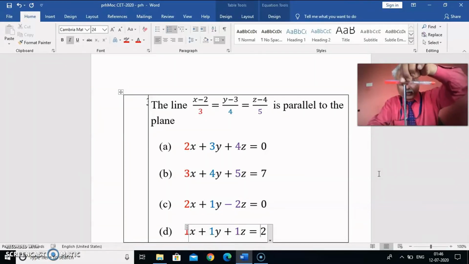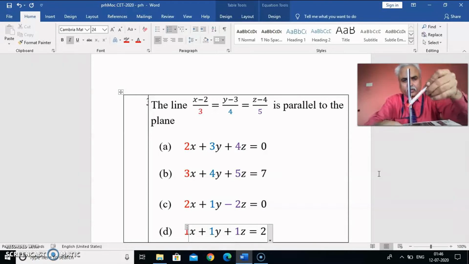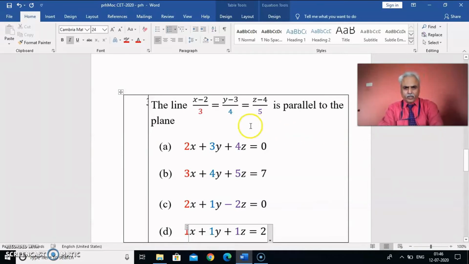These two become perpendicular. So whichever is perpendicular to the plane, the coefficients of x, y, z are the direction ratios of this. And this red pen has got direction ratios 3, 4, 5, which is given as a line. Now what you have to do is check the perpendicularity condition. That is 3 into 2 plus 4 into 3 plus 5 into 4.